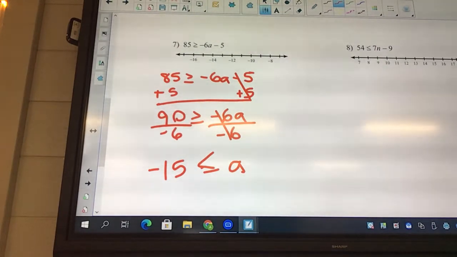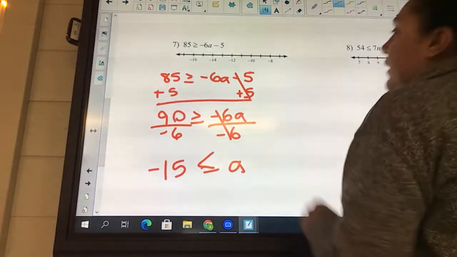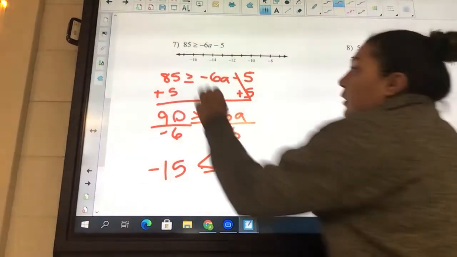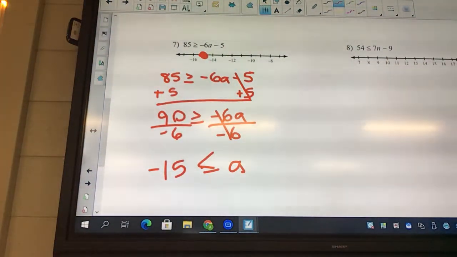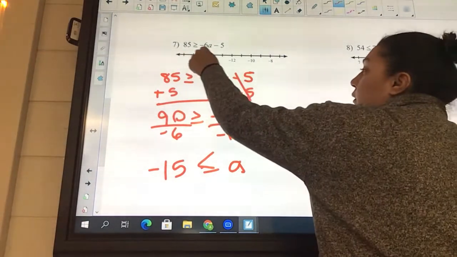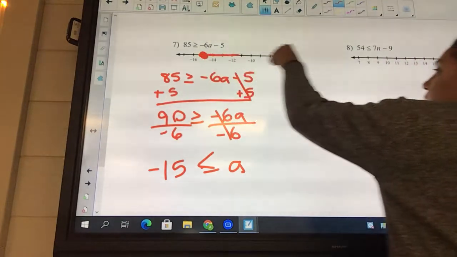Okay, so we do need to flip, and so this on the 15 should it be open or closed? Closed. And then this says A is what? Bigger. A is bigger. So which way do we go? To the right.